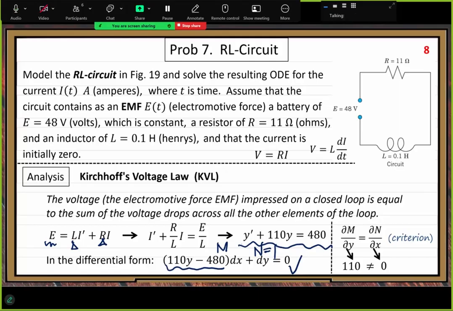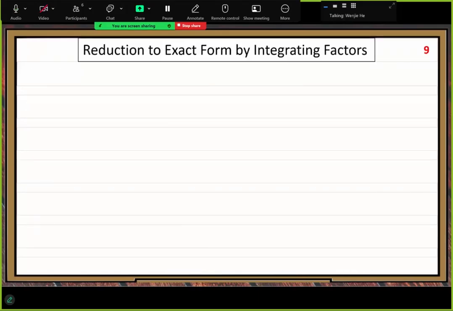That's reduction to exact form by integrating factors. Some of you learned that method before. Here we just review. Consider the differential form. This time we consider the general differential form: P of x, y and Q of x, y.